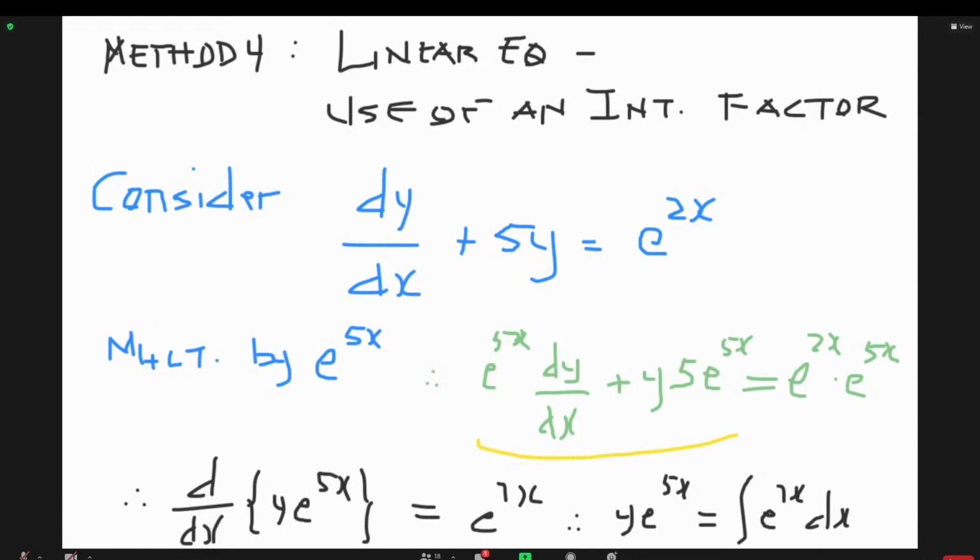Right? So the differential of y e to the 5x will give us e to the 7x. Okay? We integrate both sides with respect to x. All right, and we get y e to the 5x, right? Because when you integrate, this will disappear. And then we integrate the right-hand side, so we get the integral of e to the 7x dx. All right, so hopefully you have this, right? I'm going to go to another page.